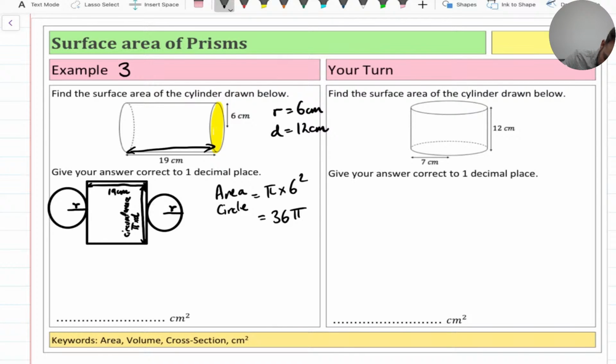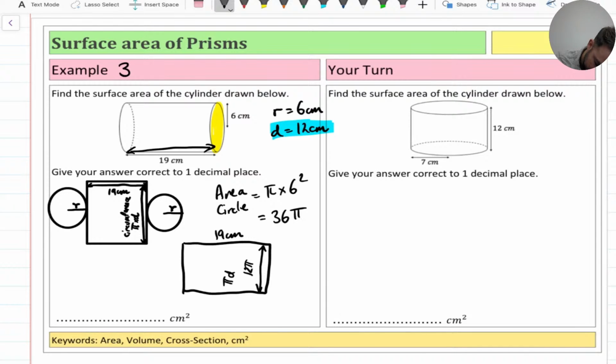Then I need the rectangle in the middle. Now for the rectangle in the middle, I need to know what the circumference is. The width of the rectangle is 19 centimeters, and this length here is the circumference. Now my circumference is equal to pi times d, and d in this case is 12 centimeters. So this here is pi times d, which is 12 pi centimeters. That's what this is here.